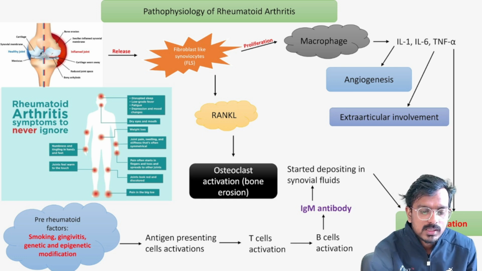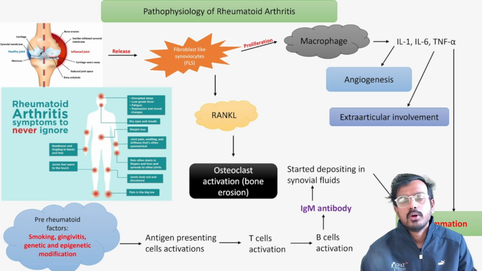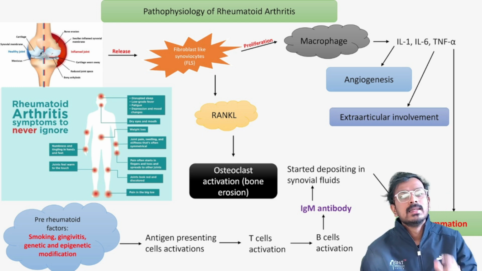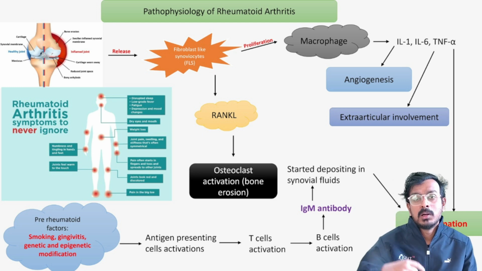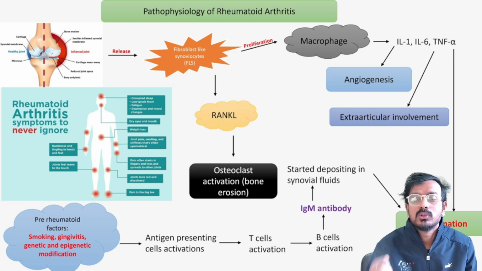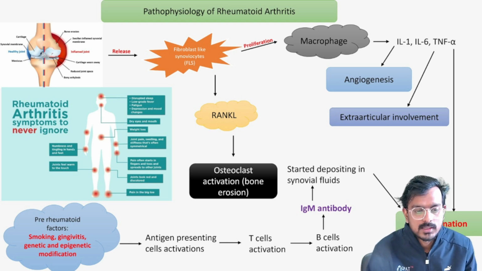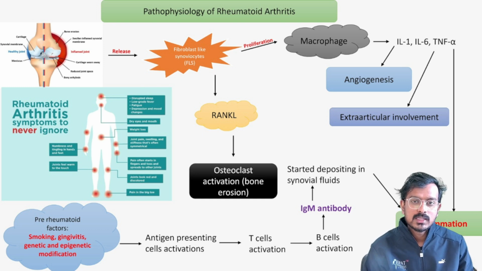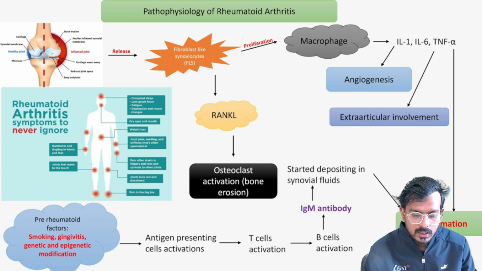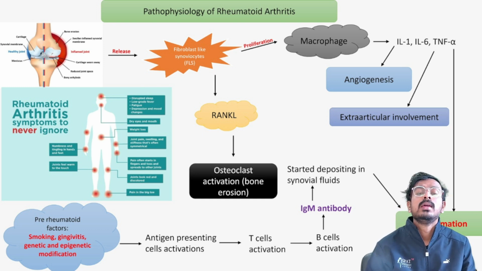Rheumatoid arthritis is basically an autoimmune disorder. Autoimmune disorder means a type of disease when our body is not able to distinguish between self and non-self. That is called an autoimmune disease. Rheumatoid arthritis occurs due to inflammation around your joint.